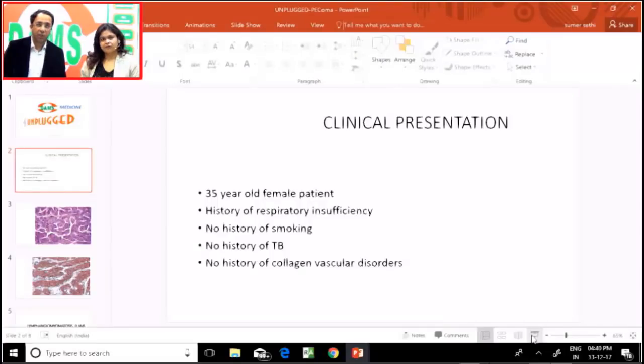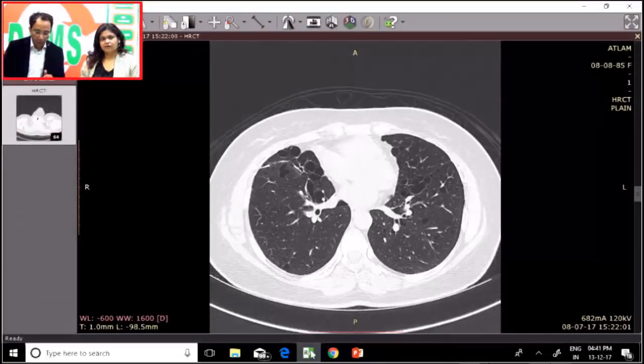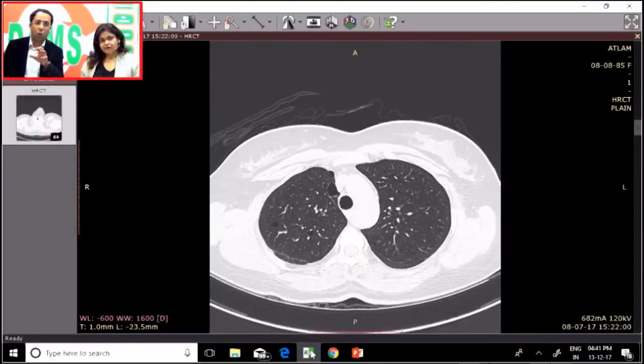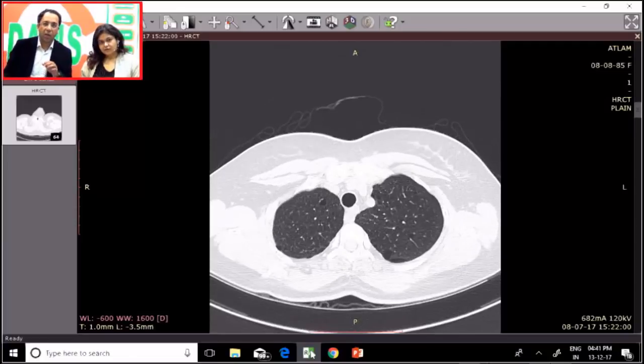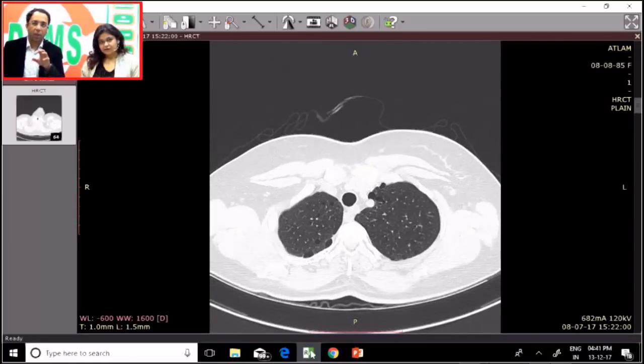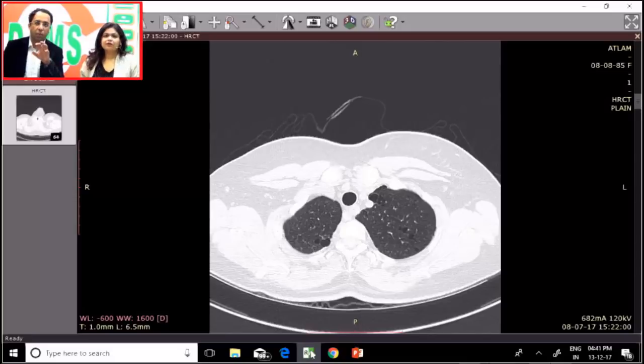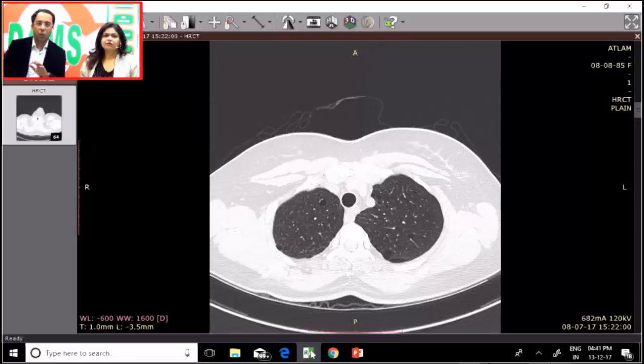So let me load the CT scan from my workstation here. I'll show you how to actually look at a CT chest. These are the DICOM images of the CT chest, and we are looking at the lung window, and we'll go step by step. Okay, I am going from top to bottom. You can see this is the section at the level of the apex. You can see the trachea and both the lung apexes, and I'm going down.